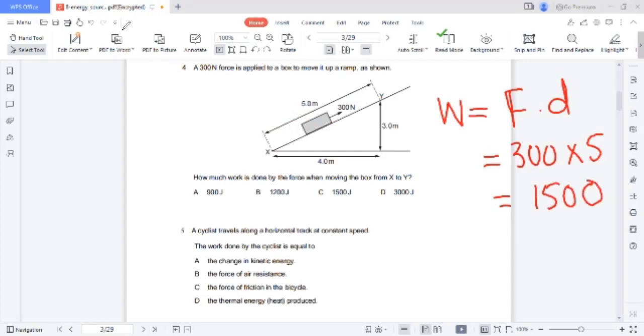Okay, so 1500 joules is the amount of work done on this object to move it from X to Y. Some of the work done is converted into potential energy, and some is done against friction and like that. So for right now, this is the correct option.